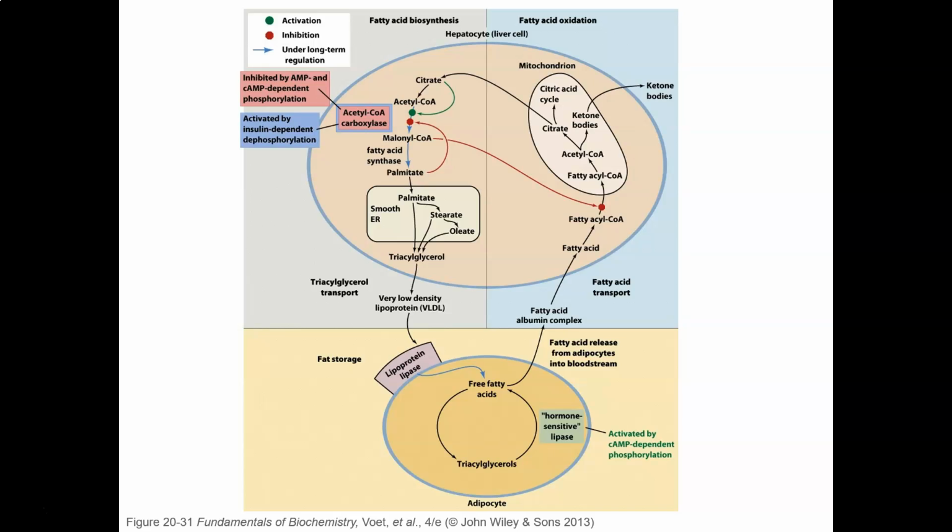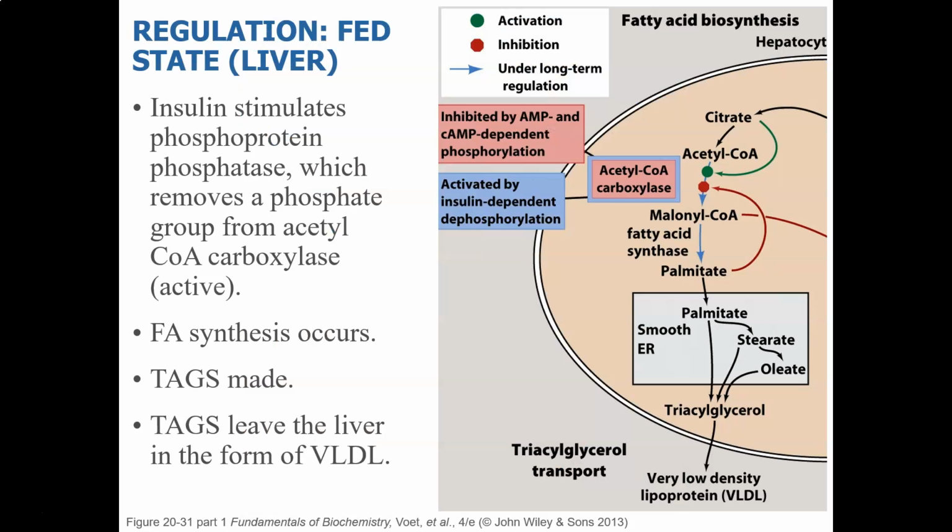So this is a nice summary of how all of that is regulated. So what I want to do is take this figure and break it down into little pieces and talk about the regulation. So if we are in the liver in the fed state, insulin will be secreted by the pancreas. And remember that insulin stimulates phosphoprotein phosphatase 1, which, as all phosphatases do, catalyzes the hydrolysis of a phosphate group. And here, it hydrolyzes the phosphate group from the acetyl-CoA carboxylase.